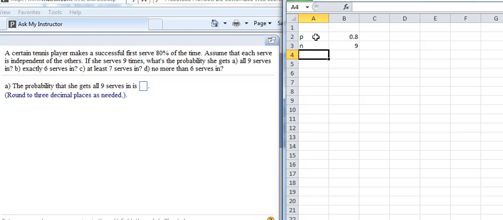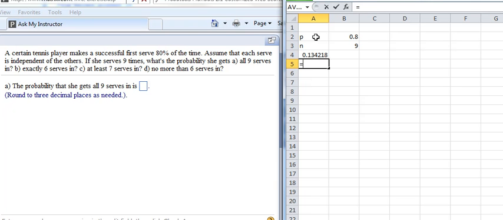You're asked to figure out what the probability is that she gets all 9 serves in. Well, if you're just having a good day, you might realize that that's just going to be 0.8 to the 9th power, because if you think of it in terms of slots, you have to get 0.8, 0.8, 0.8, 0.8, 9 times, so you're just going to use that multiplication rule. So it's going to be 0.8 to the 9th.